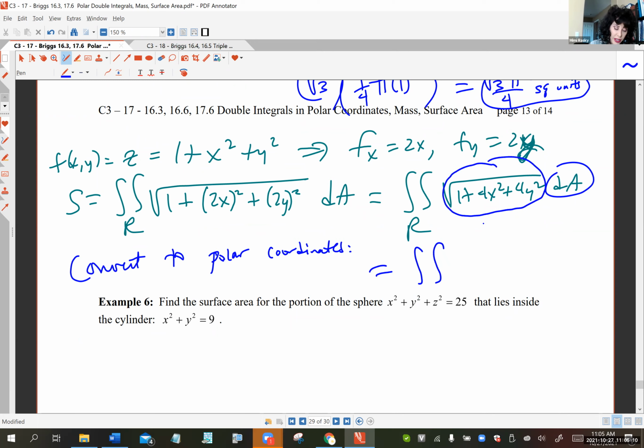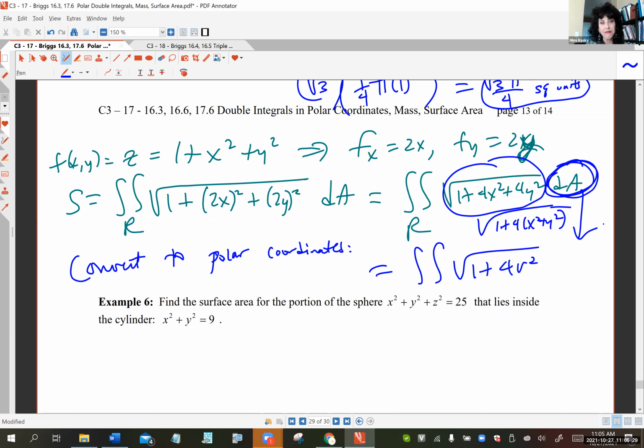Look at this radical here. If you factored out a 4 from the x squared and y squared terms, it becomes the square root of 1 plus 4r squared, because x squared plus y squared converts very quickly to r squared. The area element for polar is r dr d theta.